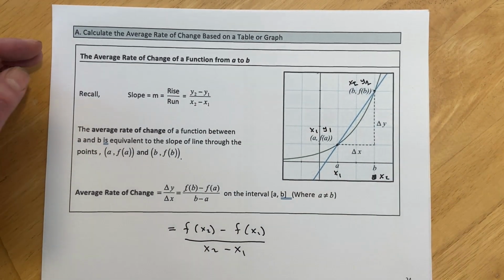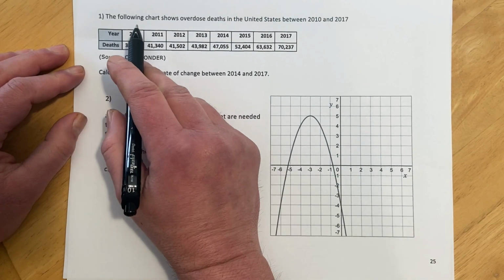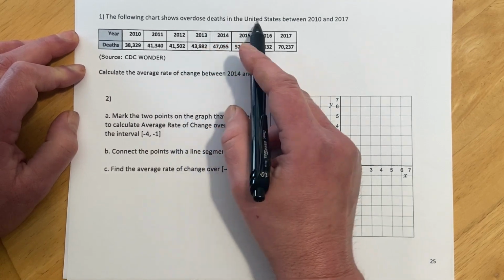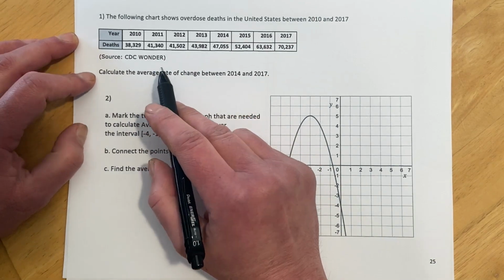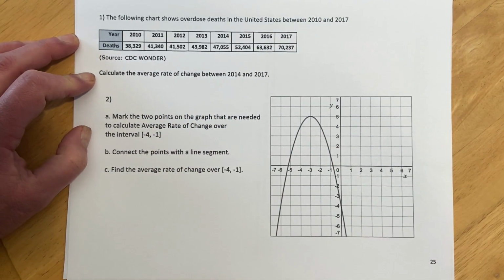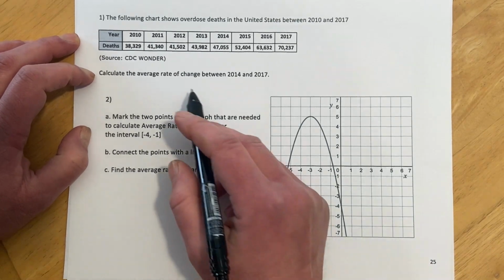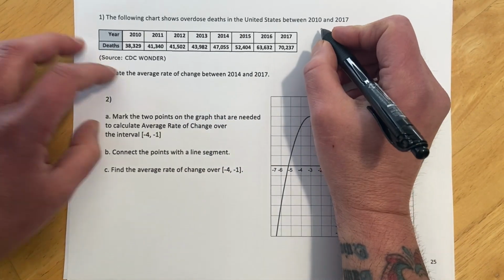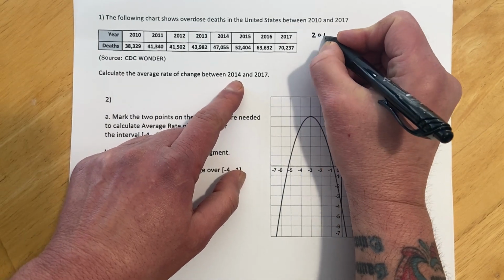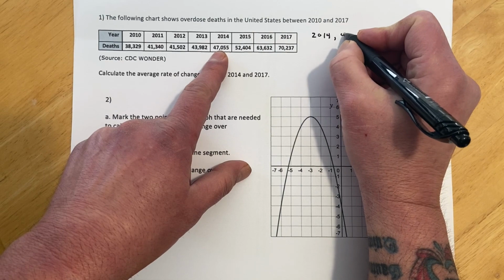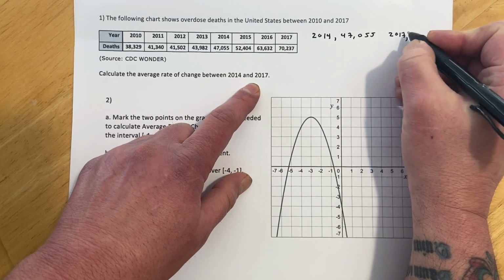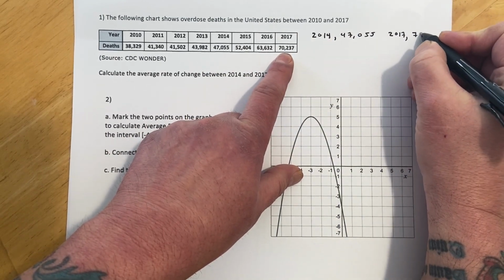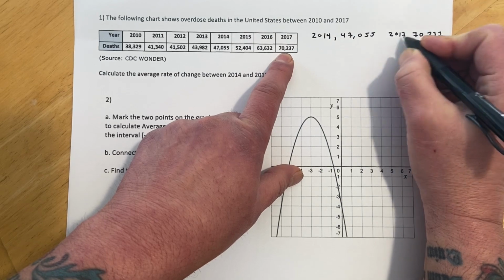So let's see how that looks in terms of some actual questions. For this question, the following chart shows overdose deaths in the United States between these 2 years, and we are trying to figure out the average rate of change between 2014 and 2017. So, looking here, 2014 went with this number, 47,055, and then 2017 goes with this, 70,237.